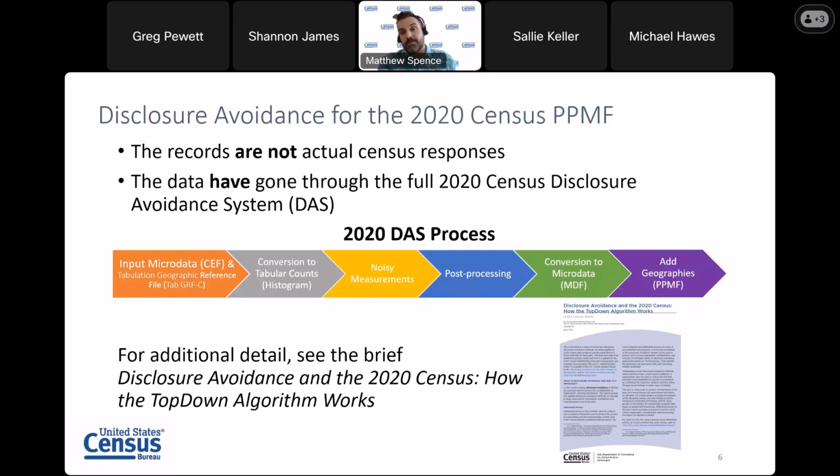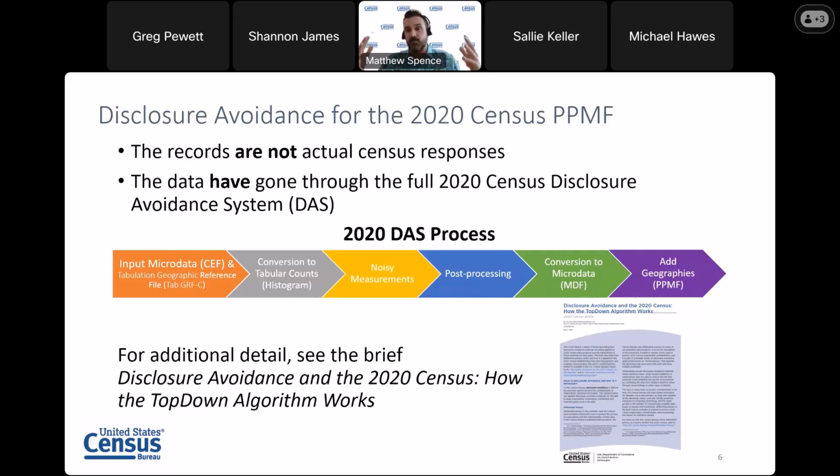And during this post-processing step, we're also converting these noise-infused tables to microdata. And those microdata are basically synthetic records, if you really want to get into the details. But again, it looks like 1 row per person, and in a separate file, 1 row per housing unit. And that is what we call the MDF.